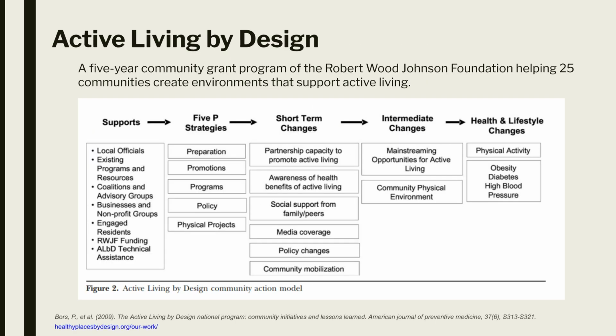For example, a well-known community-level support program is Active Living by Design, an initiative funded by the Robert Wood Johnson Foundation. This program was designed to help 25 communities create environments that support active living. Each funded site established a multidisciplinary community partnership and implemented the 5P strategies: preparation, promotion, programs, policy, and physical projects.